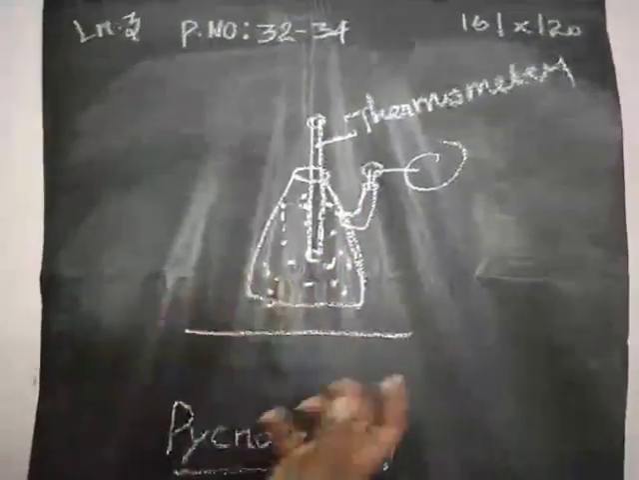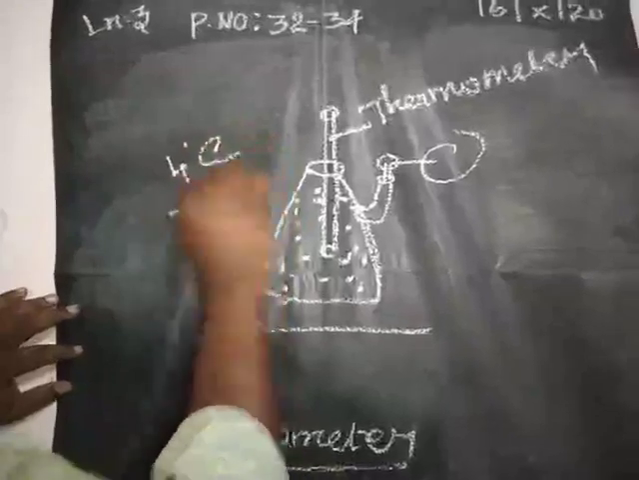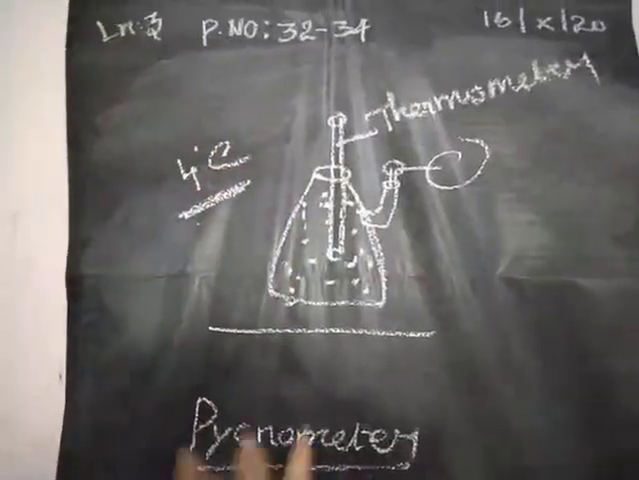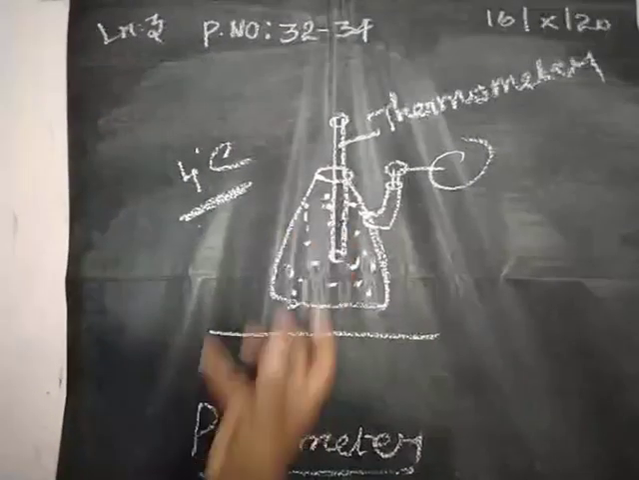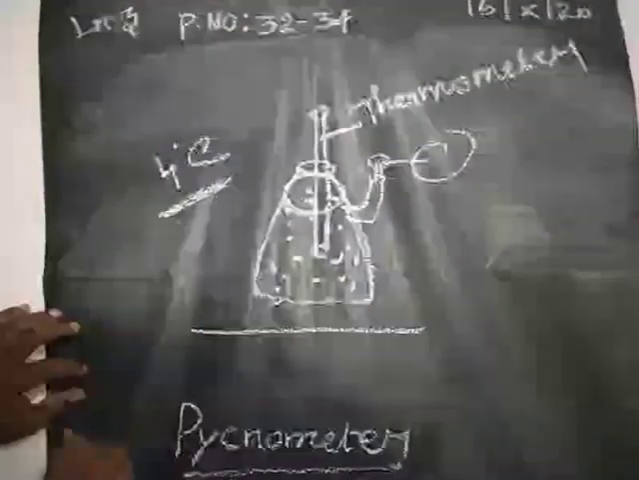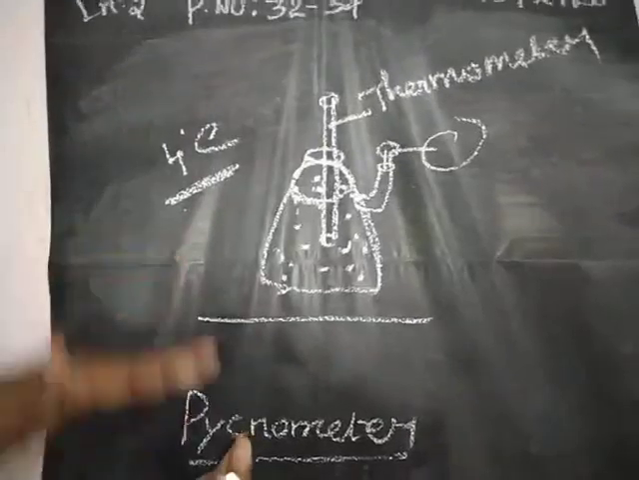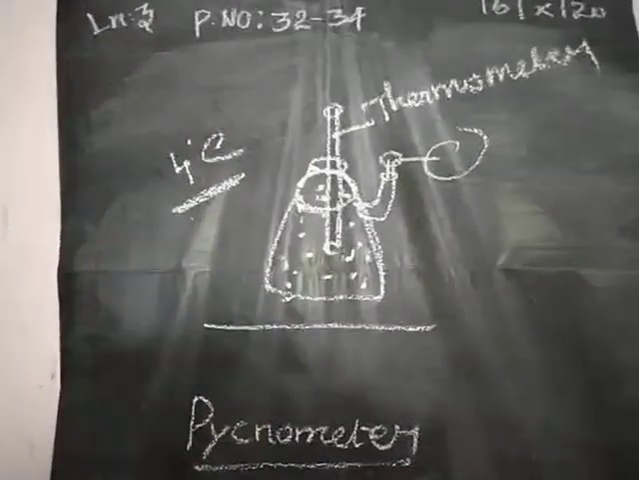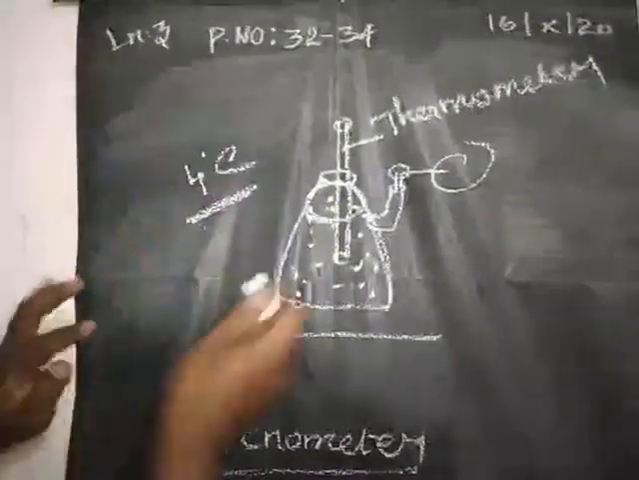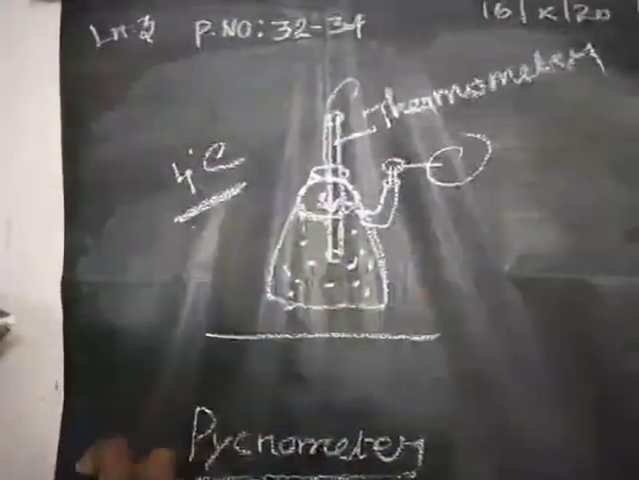We have to keep it in the refrigerator. Why? We have to bring the temperature to 4 degrees Celsius. We fill it with water at ordinary temperature, then keep it in the refrigerator again. What will happen? We will get a gap here, because with the temperature the expansion of the liquid decreases, so the volume is reduced. So again we fill it with water and keep it back in the refrigerator.